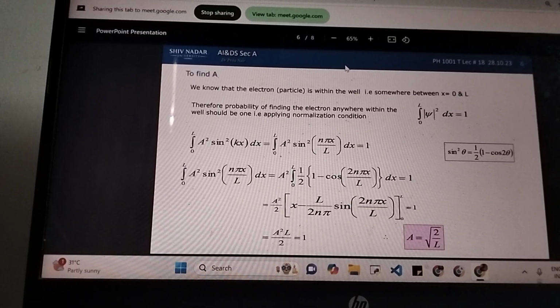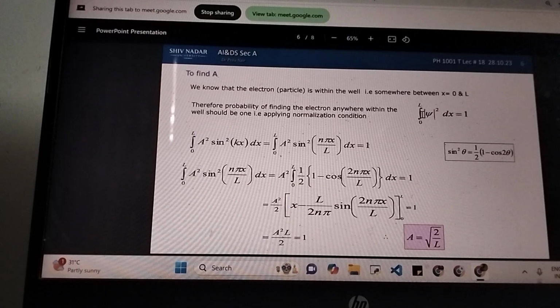Now, we used our two boundary conditions. Probability of finding the particle at 0 is 0, at L is 0. But there is also a third condition, right? Between 0 and L is where my particle exists. So probability of finding the particle between 0 and L is going to be 1. And this is also the normalization condition.